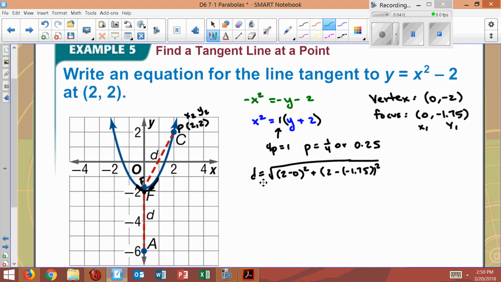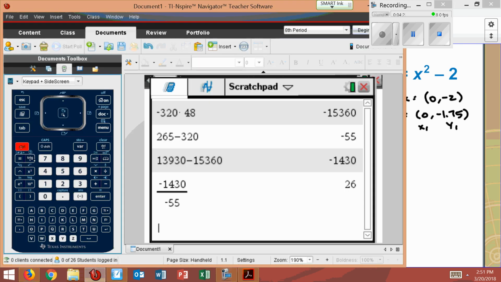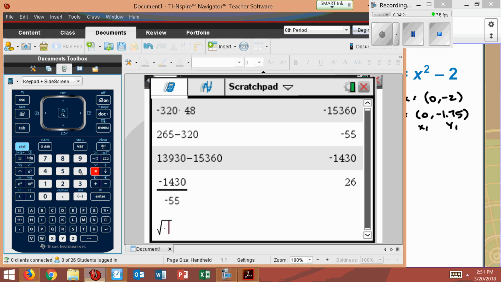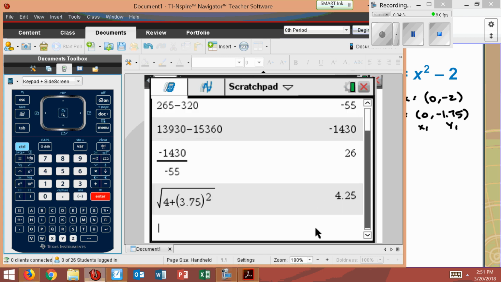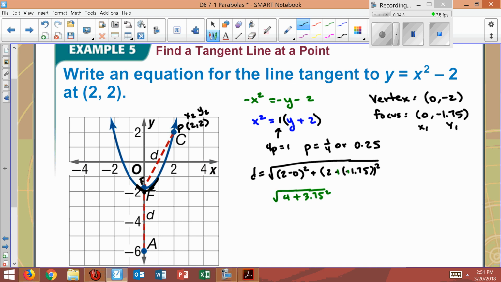Now, to simplify, this becomes 2 squared, which is 4, plus, these add, and it will be 3.75 squared. Let's put that in there, 3.75 squared. Now I'm just going to go to the calculator and find out what that is. So the square root of 4 plus 3.75 squared is 4.25. So all that equals 4.25. Now I know my distance.